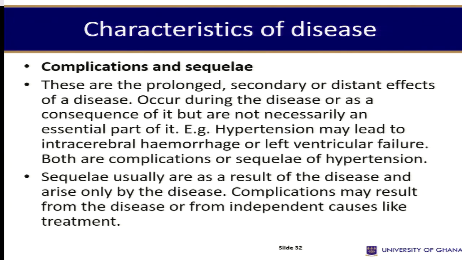Complications and sequelae, what are they? These are the prolonged secondary or distant effects of disease. They occur during the disease, as a consequence of the disease, sometimes not necessarily an essential part of the disease. For instance, hypertension may lead to intracerebral hemorrhage or left ventricular failure. These are complications, and also because they follow directly from the hypertension, they are also sequelae.